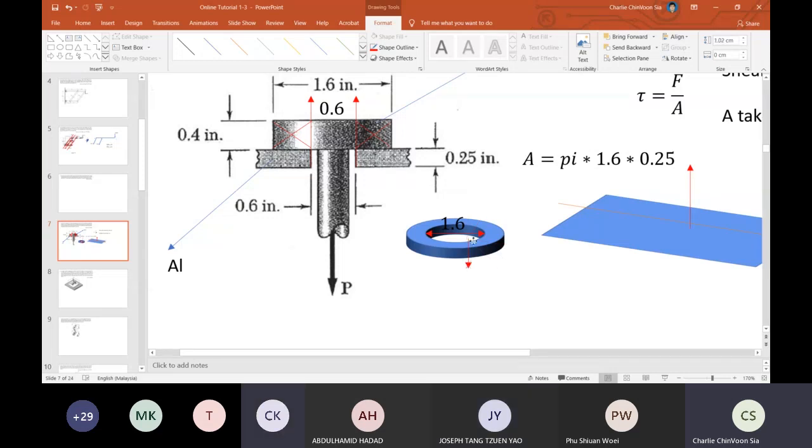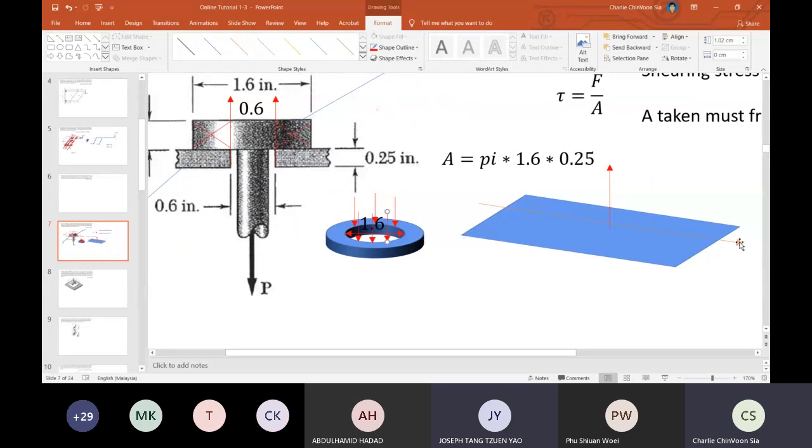So give me some time. The force direction is something like this, right? Around this. Here. So can you see the direction of the forces? Yes. So if the direction of the forces is in this direction, the area that we take will be the inner surface, right? Isn't it?